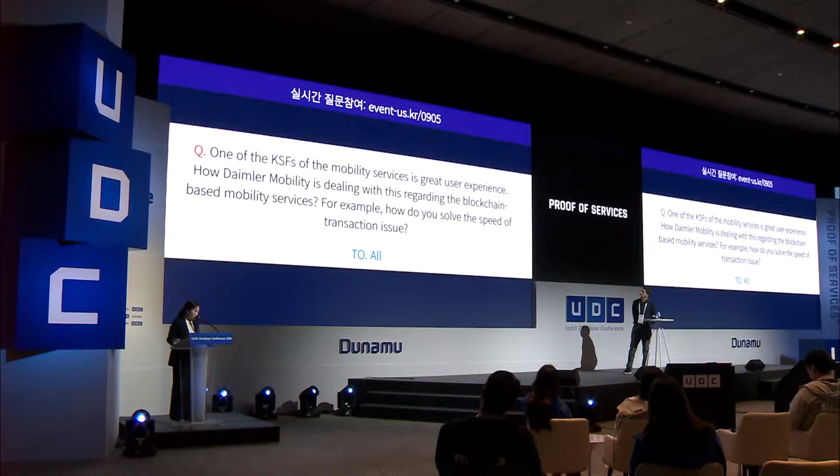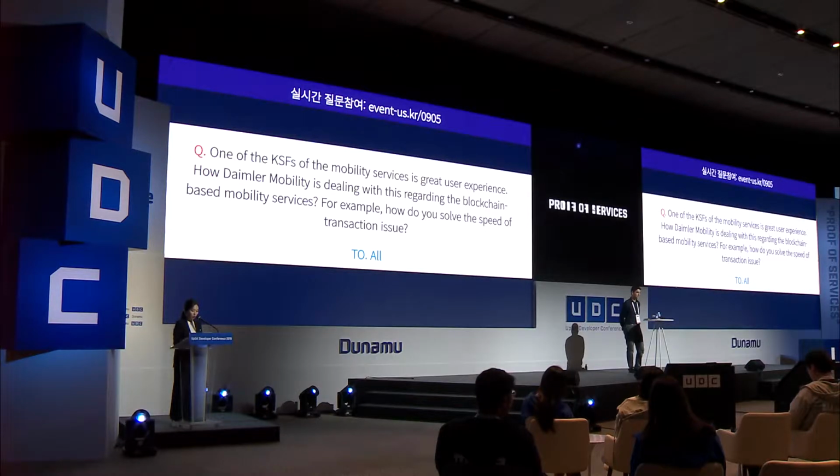Okay, thank you very much. And the next question is, one of the KSFs of mobility services is great user experience. How is Daimler Mobility dealing with this regarding blockchain-based mobility services? For example, how do you solve the speed of transaction issue?